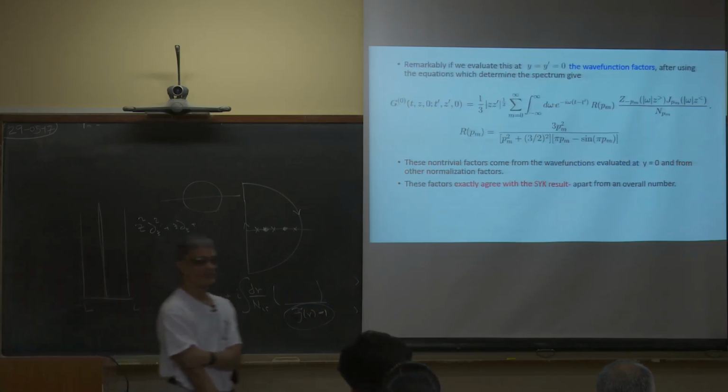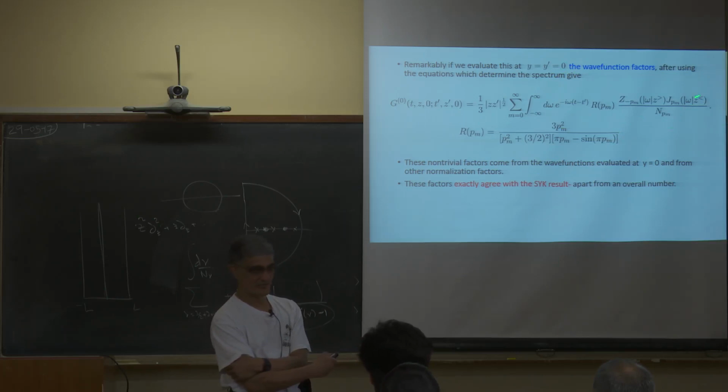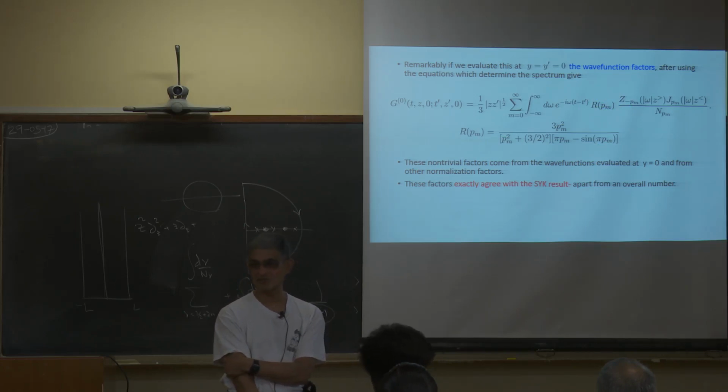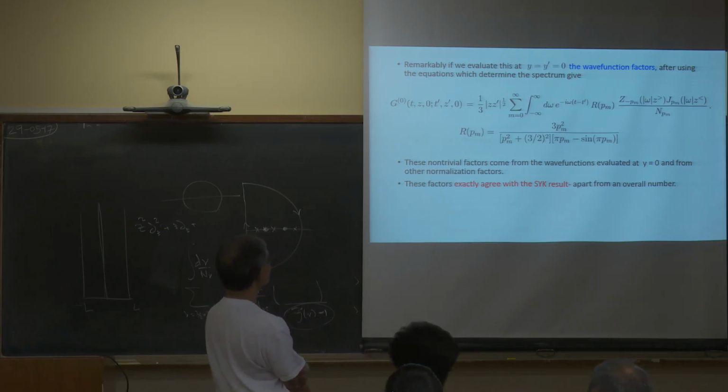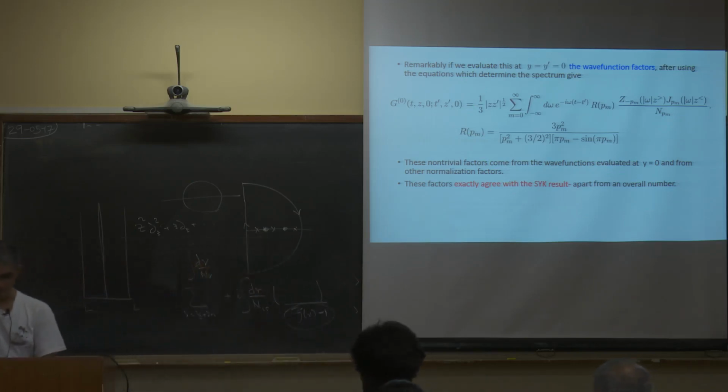Remarkably, if we take this and evaluate at y equal to y prime equal to 0, then what you get is exactly that SYK 2-point function. In that SYK 2-point function, there was this object which came from the residue of the poles. Here that object comes from the value of the wave function at y equal to 0 and a combination of other things. Y equal to 0 is where the delta function lives. I will make a comment about that due to Witten pretty soon. And so, apart from an overall pure number, it exactly reproduces that thing.